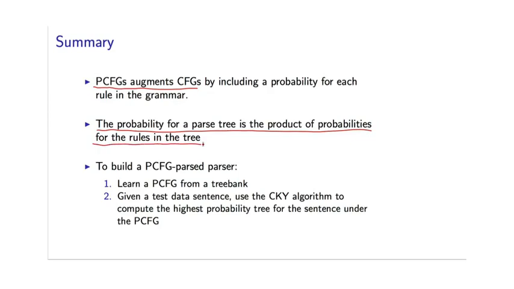To build a parser based on a PCFG, you go through the following steps. Firstly, you learn a PCFG from a treebank. As we saw, that's really quite trivial. We just read off the rules from the treebank and then compute maximum likelihood estimates based on simple counts. Secondly, given a new test sentence, we can use this dynamic programming algorithm, the CKY algorithm, to compute the highest probability tree for the sentence under the PCFG.